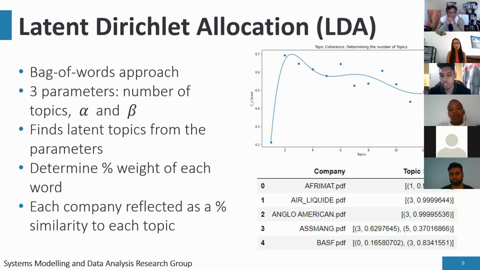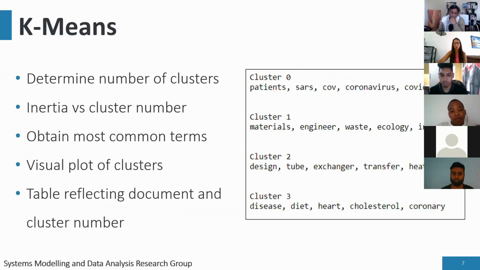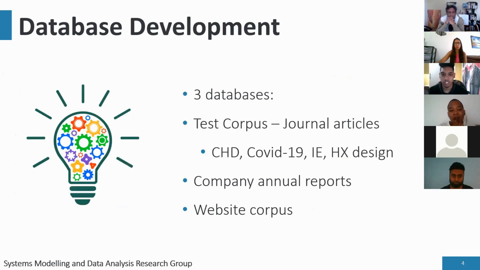Xamishka, can you go back to the slide where you spoke about the corpus that you used, where I think there were heat exchanges and some other things? Yes, this one. So you have CHD, the coronary heart disease, then COVID-19, industrial ecology and heat exchange design. These topics are kind of split up: one in the medical field, one in chemical engineering, and COVID is also medical.